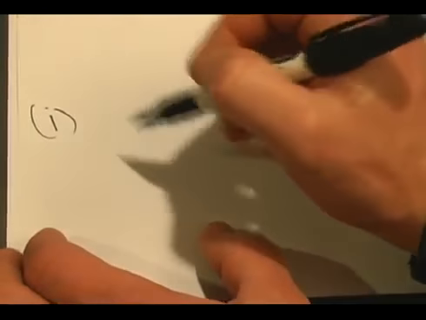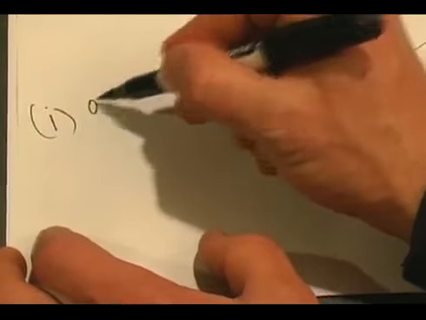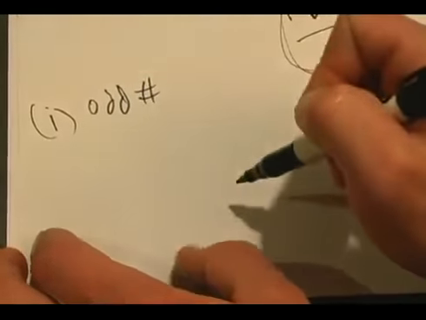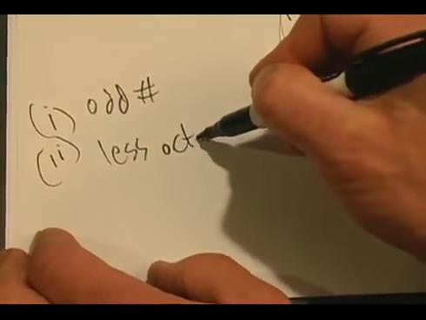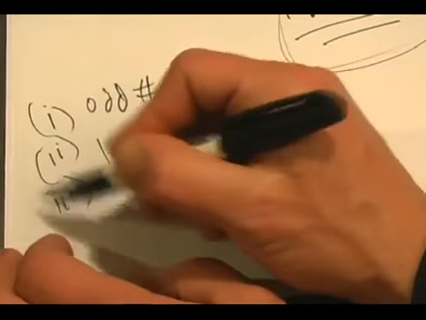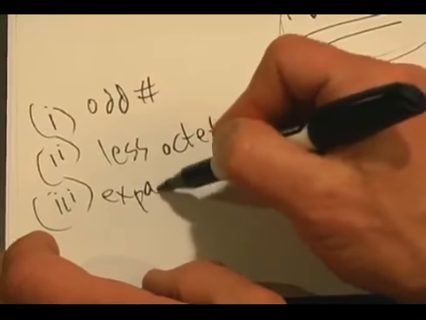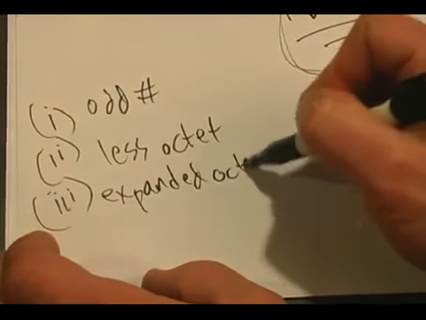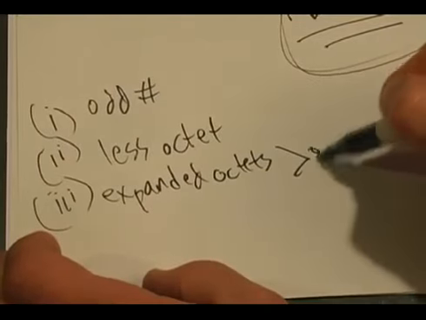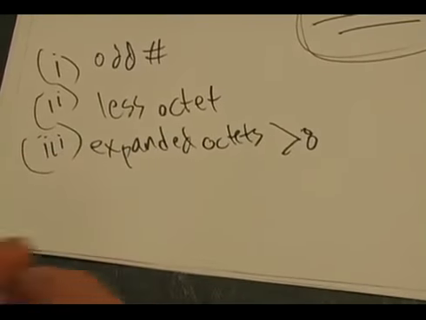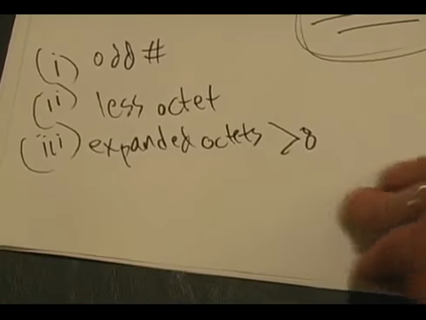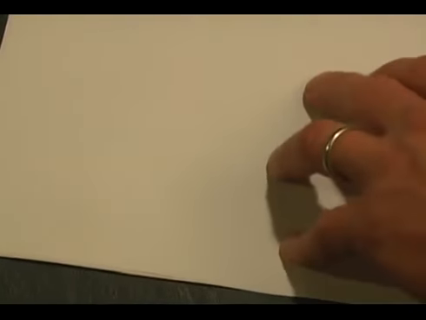Lastly, in this video cast, let's look at three exceptions to drawing Lewis dot structures. Number one, let's look at where there's an odd number of electrons. Number two, let's look at where there are less than an octet of electrons. And then number three, let's look at where there are expanded octets, or more than 8, greater than 8 electrons somewhere. Odd numbers of electrons, fewer electrons, and expanded octets. Write those down. We're going to look at each one individually and do an example of each one.